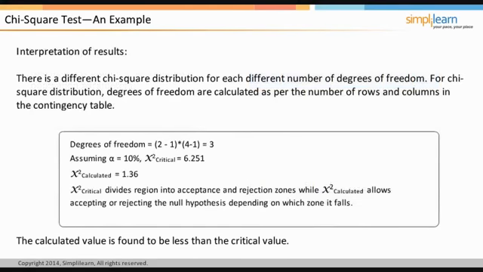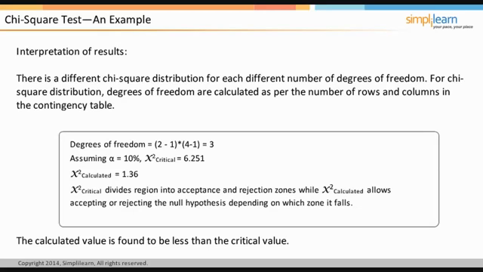It is important to note that there is a different chi-square distribution for each of the different numbers of degrees of freedom. For the chi-square distribution, the degrees of freedom are calculated as per the number of rows and columns in the contingency table. The equation for degrees of freedom should be noticed. The number of degrees of freedom is equal to 3. Assuming an alpha of 10%, the chi-square distribution in the chi-square table is noticed, and a critical chi-square index of 6.251 is arrived at. Chi-square calculated value is 1.36.